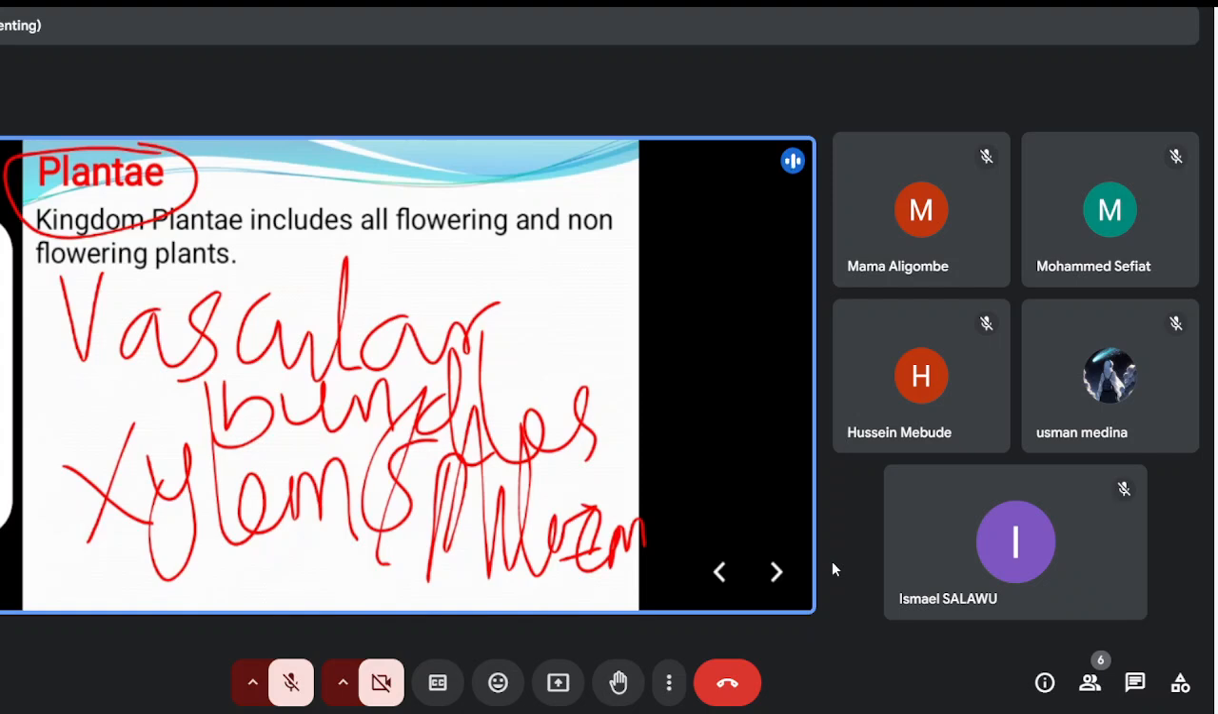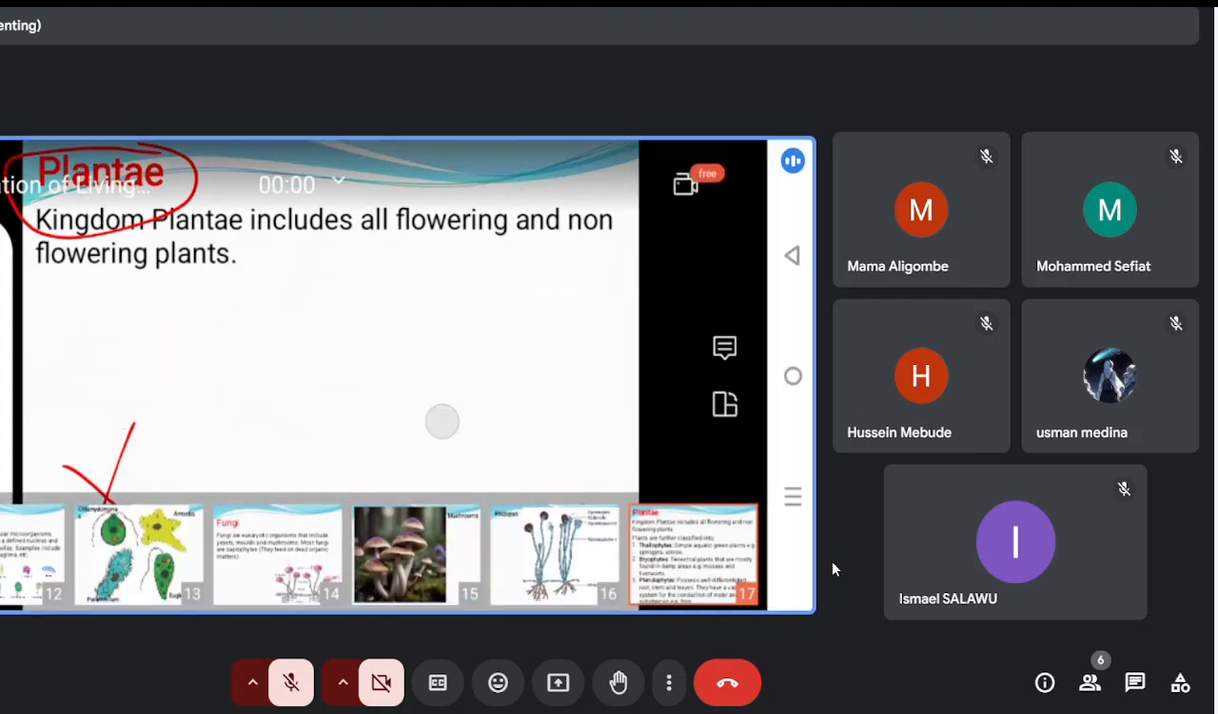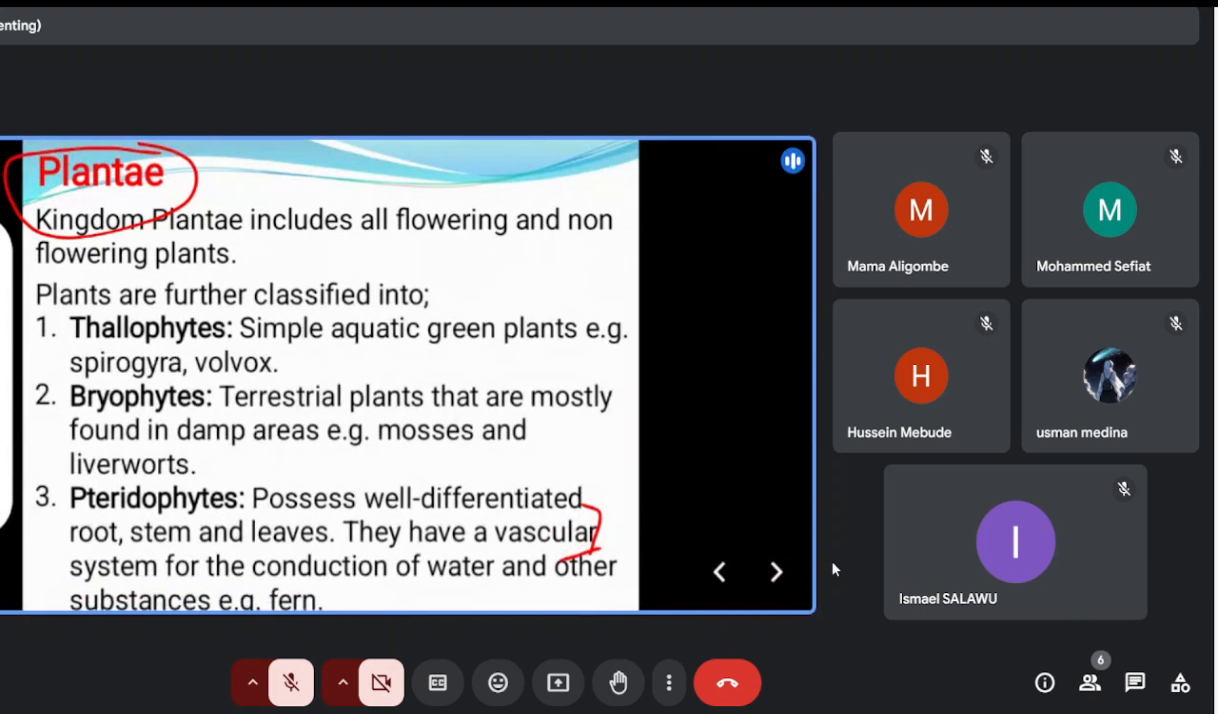Tracheophyta. Now let us go one after the other and look at each of those divisions and their features. The first division here is the thallophytes. You need to put some things down. Now, how would you describe thallophytes? We've mentioned their general features, so you should also include them as part of their features.